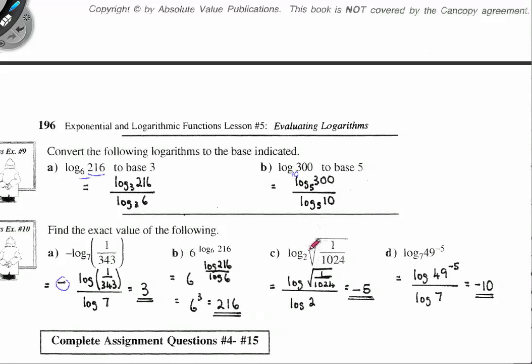Over here we can write this as log of square root of 1 over 1024 divided by log of 2, because that's the base. And you can just punch this directly into a calculator, you'll get negative 5. Okay, similarly over here we have log of 49 to the negative 5 divided by log 7, because that's the base. Punching this into our calculator directly, and remember if you're raising it you might want to include this in brackets, we'll get an answer of negative 10.